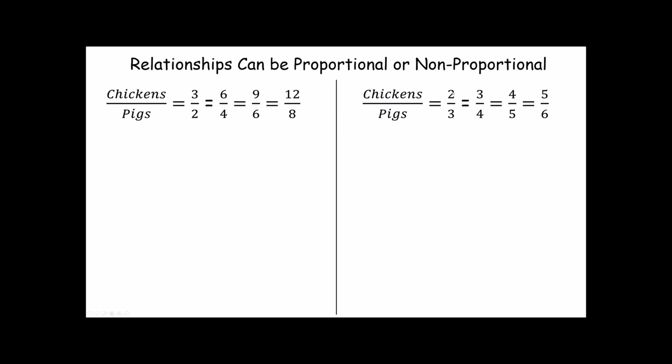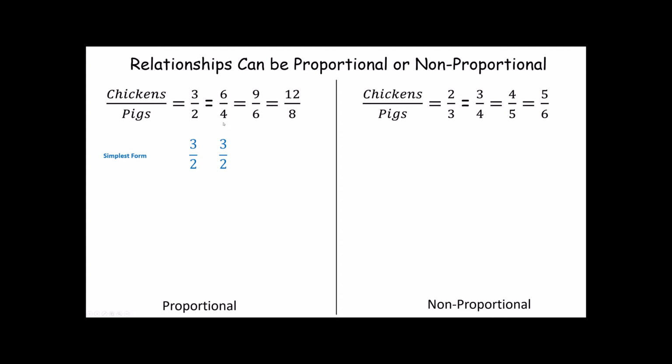Over here on the right-hand side, I have 2 to 3, 3 to 4, 4 to 5, 5 to 6. I have a different relationship between chickens and pigs. In order for these to be proportional, these ratios all have to express the exact same relationship. And there are lots of ways for us to test whether or not this is proportional. The one on the left is proportional. The one on the right, I'll go ahead and tell you, is not proportional. And as I mentioned, there are several ways I can tell this. I can take each of these ratios and write them in simplest form, just like I would a fraction. 3/2 is already in simplest form.